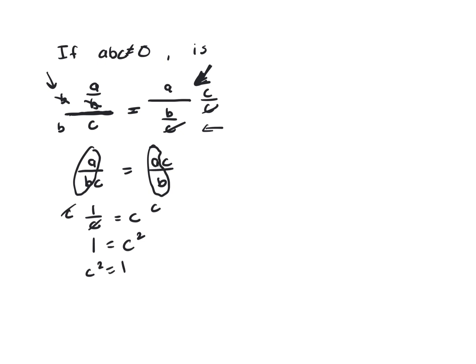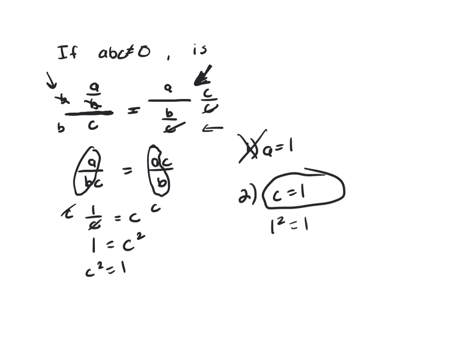Now let's look at your clues. Clue 1 says a equals 1. It tells me nothing about c. It doesn't work. Clue 2 says what? c equals 1. Well, 1 squared equals 1. So I've got information about c. That is the answer because it gives me a true statement. So my answer is B.